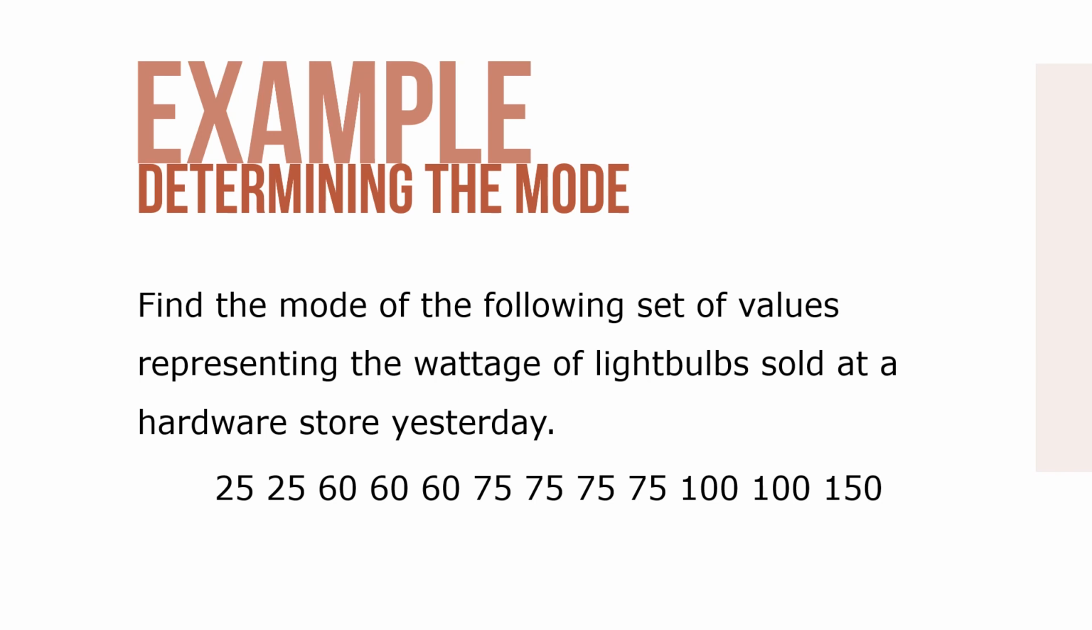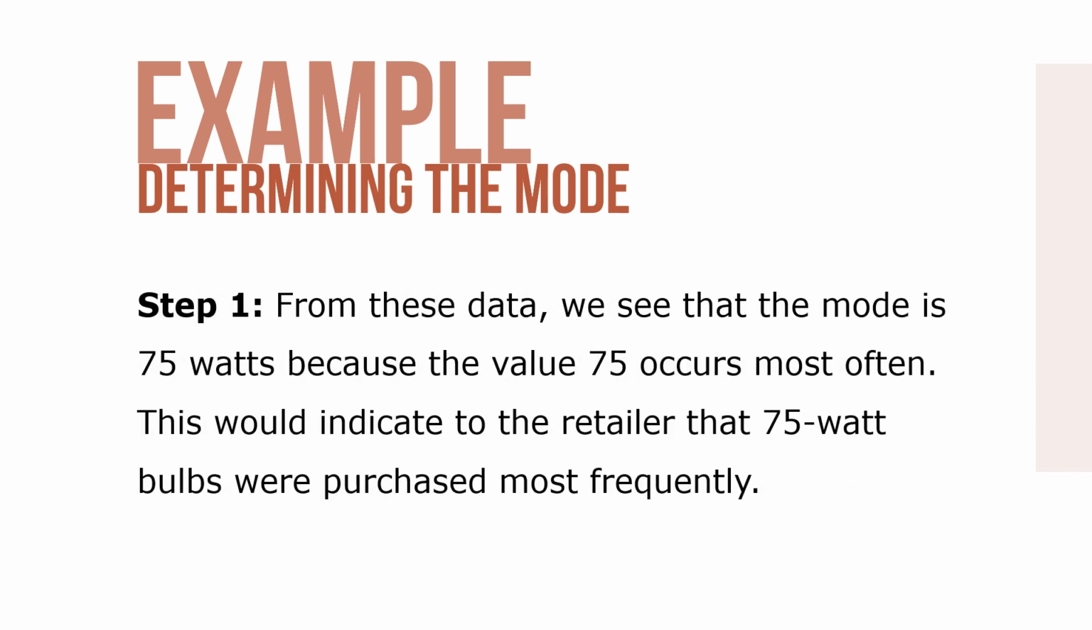Here's an example. Find the mode of the following set of values representing the wattage of light bulbs sold at a hardware store yesterday. From these data, we see that the mode is 75 watts because the value 75 occurs most often. This would indicate to the retailer that the 75 watt bulbs were purchased most frequently.